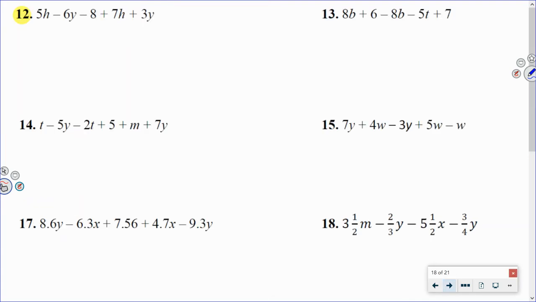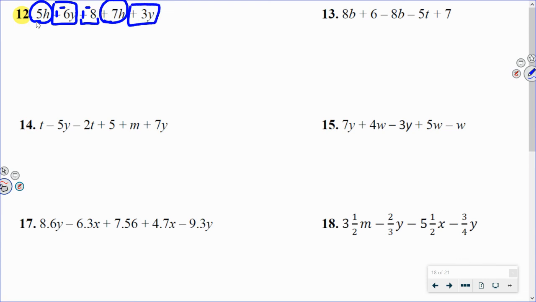Let's do one more with number 12. Number 12, I think you might find a little more challenging. Pause if you want, come back when you're ready. I see 5 h's, -6 y's, and then there's a constant. I'm going to go ahead and change those to adding the opposite. H's, I circled those h terms, y's, I boxed those in.